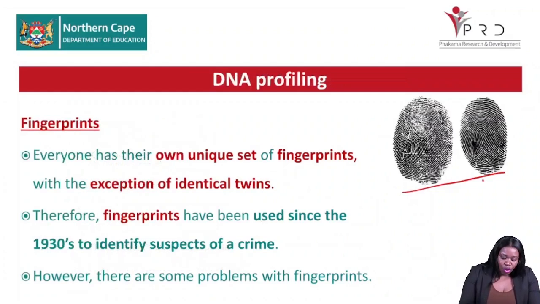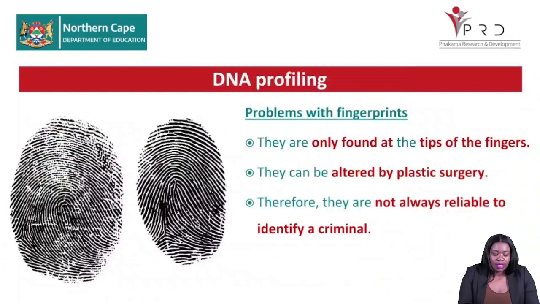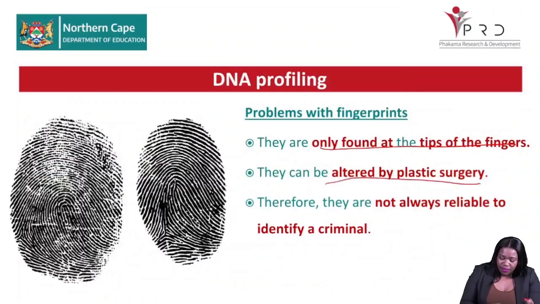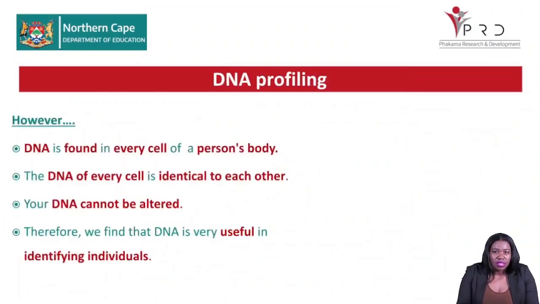where possible, right? So there are some problems with these fingerprints, so they cannot always be used successfully because they can only be found on the tips of our fingers. This means that should anything happen to the tips of my fingers, I will not be able to be identified using fingerprints, as they can easily be tampered with, right? Also, these fingerprints can be altered by the use of plastic surgery, meaning that I can alter these should my fingerprints be needed and I do not want to produce that, right? Therefore, they are not always reliable in identifying criminals, right? Because they can alter them.